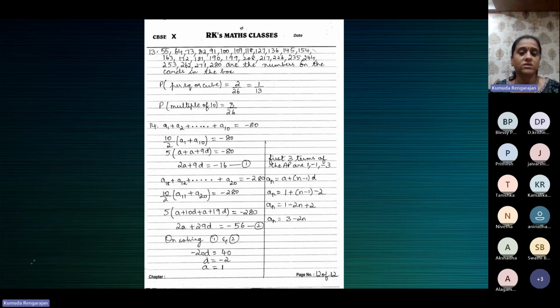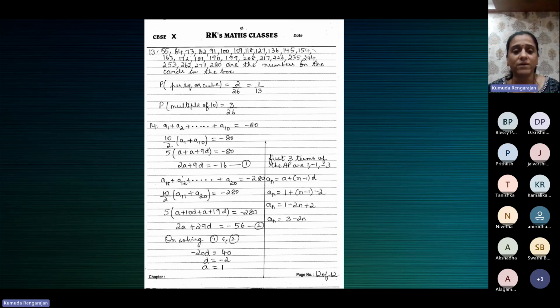Next, the sum of the next 10 terms. That is A11 plus A12. The first 10 terms is still A10. The next 10 terms, so A11, A12, and so on till A20, is minus 280. The formula is n by 2 of the first term plus the last term.